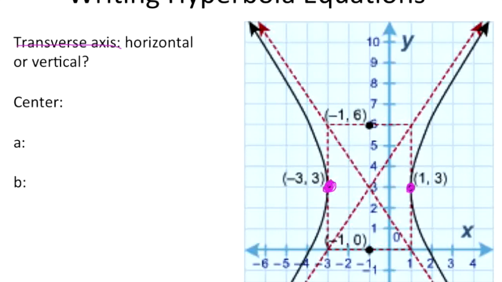If you're going to draw your transverse axis in, remember our phrase from the last page: the transverse axis has to go through both of those pink dots. What kind of line will go through both of the pink dots? That's a horizontal line.